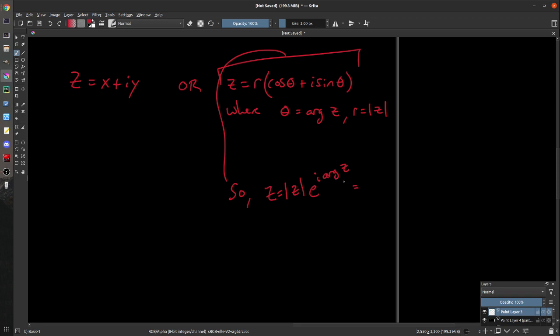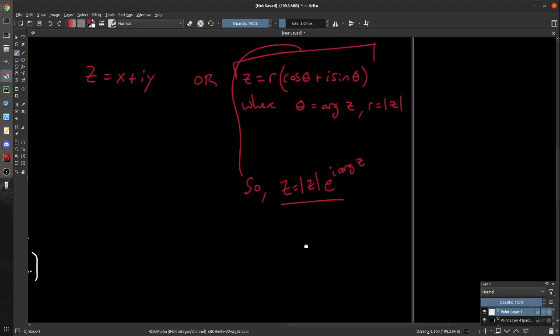I won't actually write that now because I don't want anyone to assume that that holds in a situation where it doesn't, like when z is 0. This is probably a better formula because it actually holds for all z in C instead of all z in C except 0. All right, fair enough.